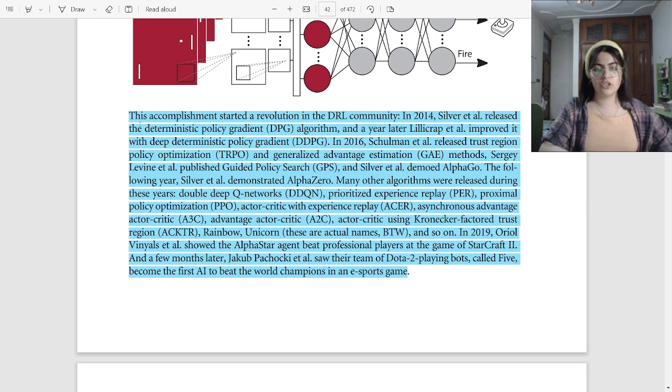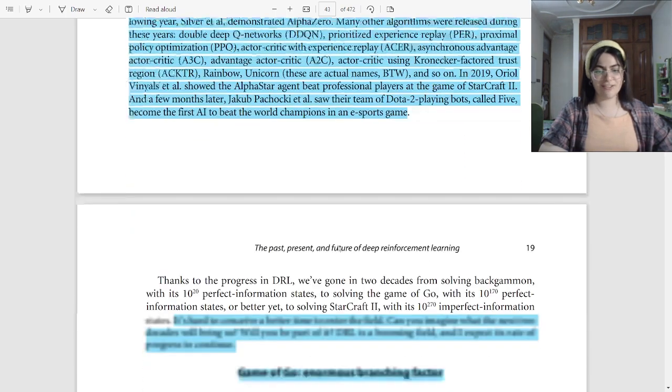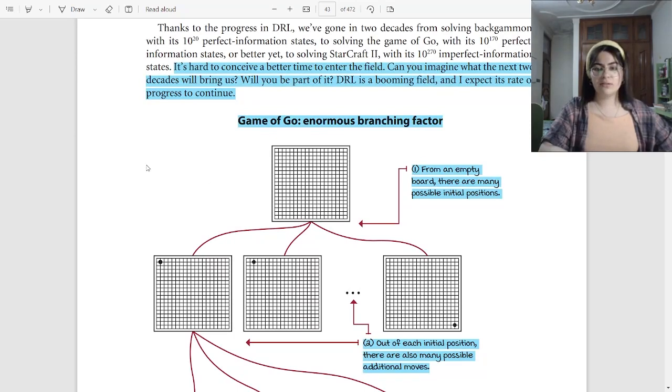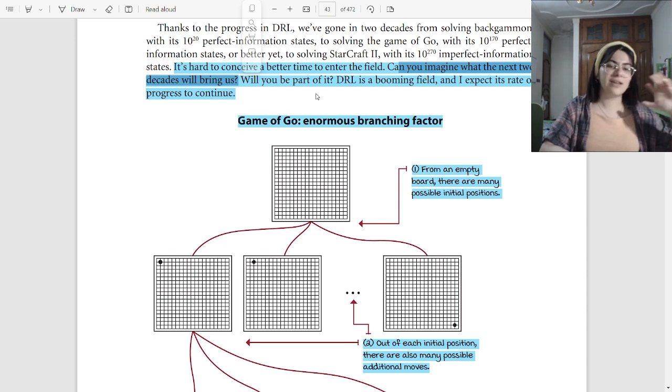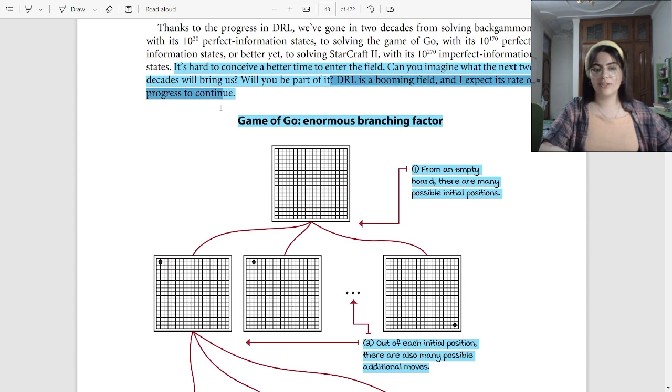We had deterministic policy gradient, DPG, and then in 2015 we had DDPG, and we had TRPO, GAE, GPS, DDQN, and then PPO, PER, A3C, A2C. There are lots of other algorithms that came after that. Can you imagine what the next 2 decades will bring us, based on the lots of progress that has been happening from 2015 till now? DRL is becoming a field, and I expect the rate of progress to continue.